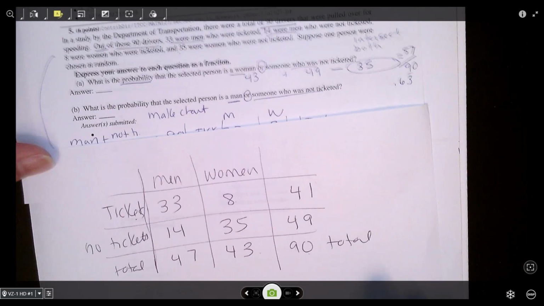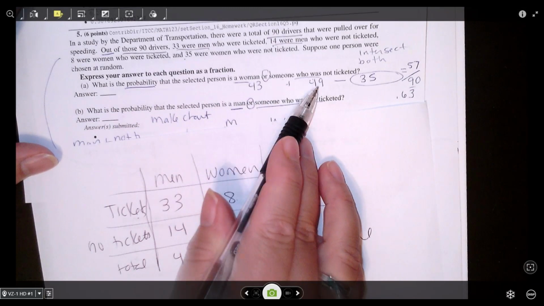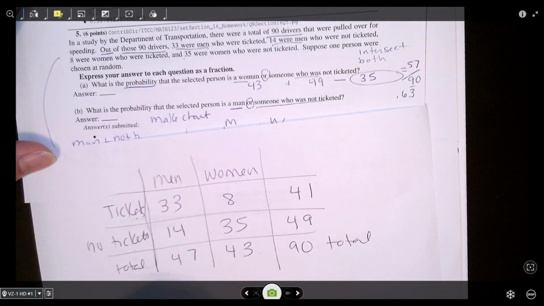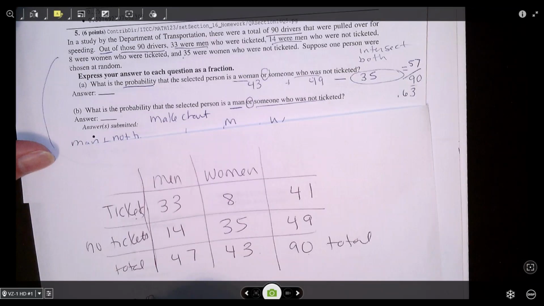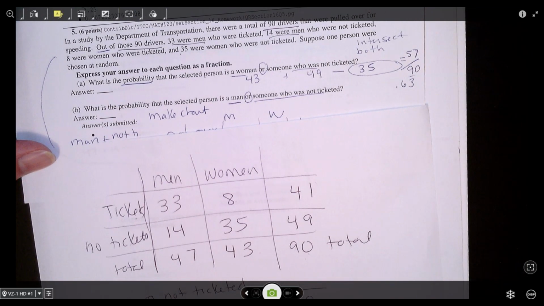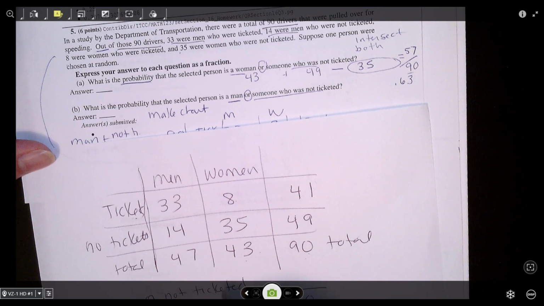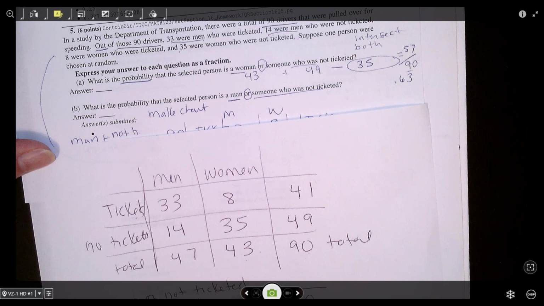Now I can answer my question. What's the probability that the selected person is a woman or someone who is not ticketed? Woman or not ticketed. So start with your total. We're selecting out of everyone. Start with your denominator. Now how many women do we have total? 43. And it's an or, not an and. How many not ticketed? If we look, we have 49.